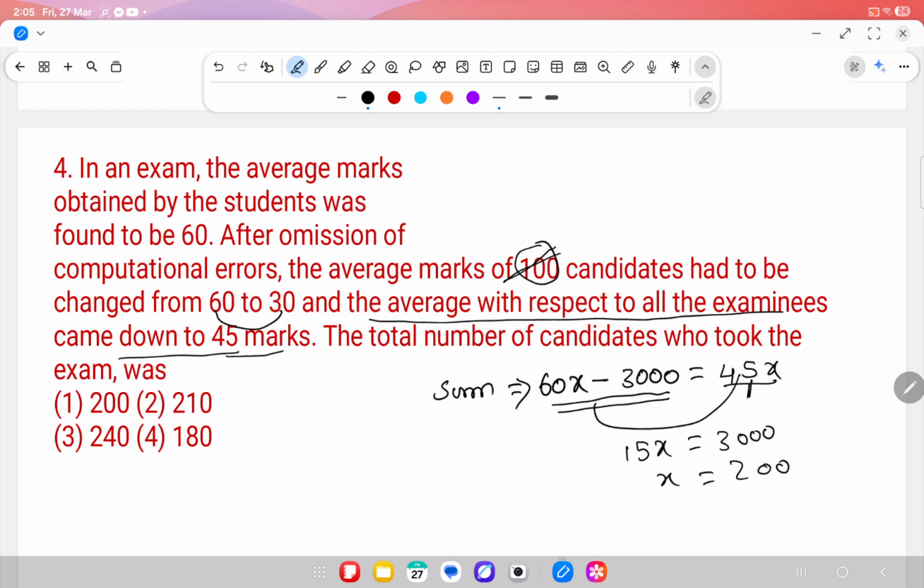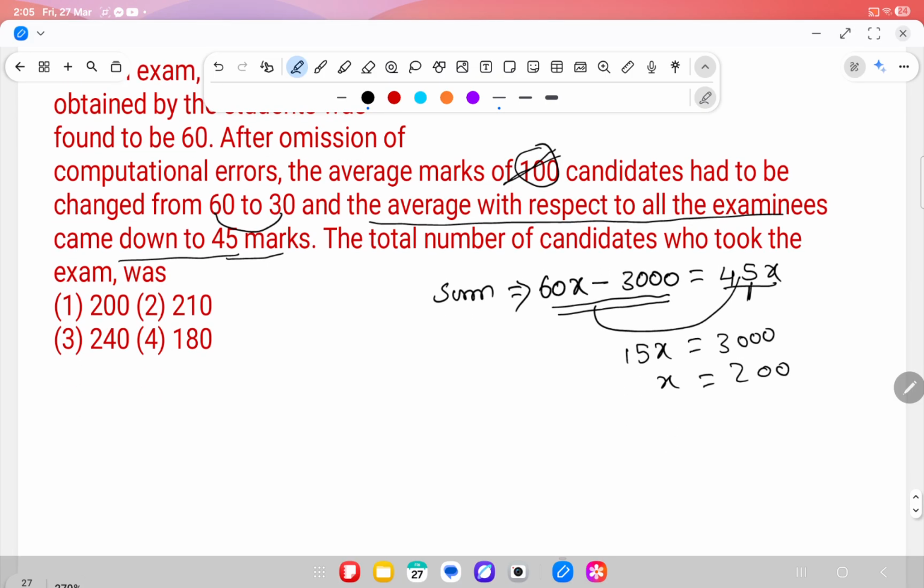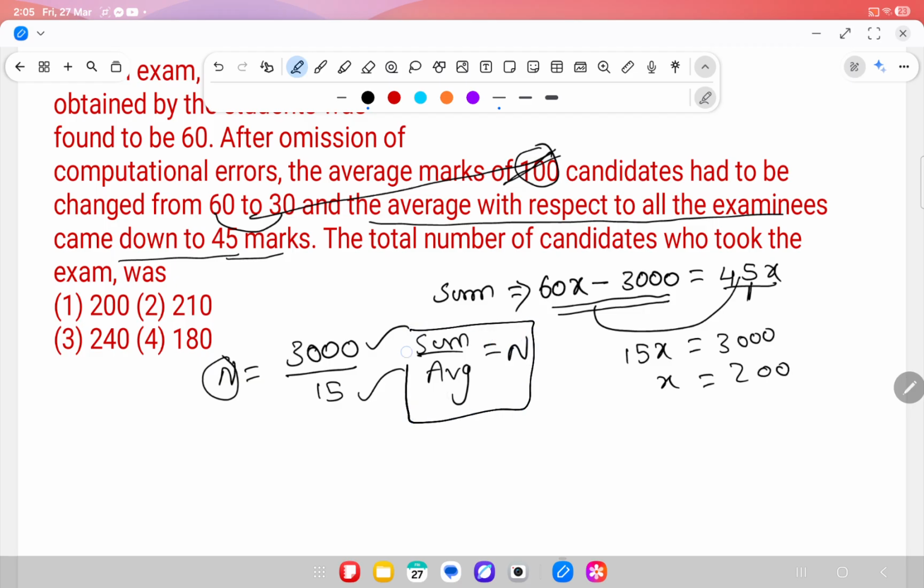So how many people are there? 200 people. x we assumed as people. But the simple thing, do it like this. See, the change in sum for 100 people is 3000. The change of average is from 60 to 45, means 15. We need n. n is equal to change of sum by change of average, which will give the number. Sum by average is equal to number. That you remember, right? So change of the sum by change of the average will give the number of people. 200 people were there.